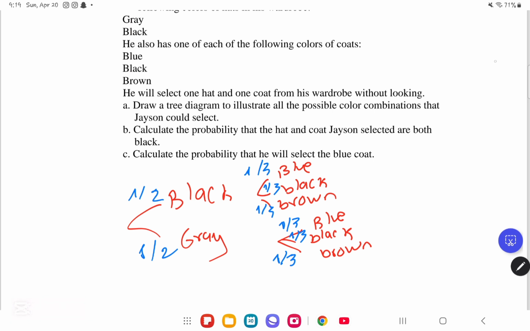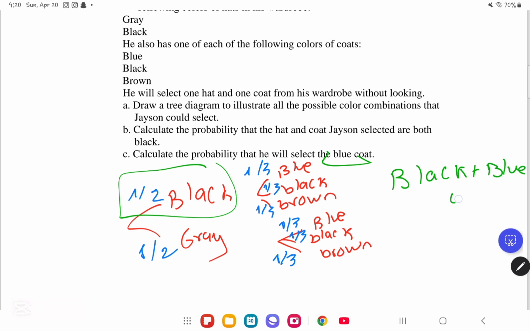So they want us to calculate the probability he will select the blue coat. They did not tell us what is coming before. You can do this in 2 ways, but it is preferable to do it like this. He can either take the black hat and the blue coat, or he could take the gray hat and the blue coat.